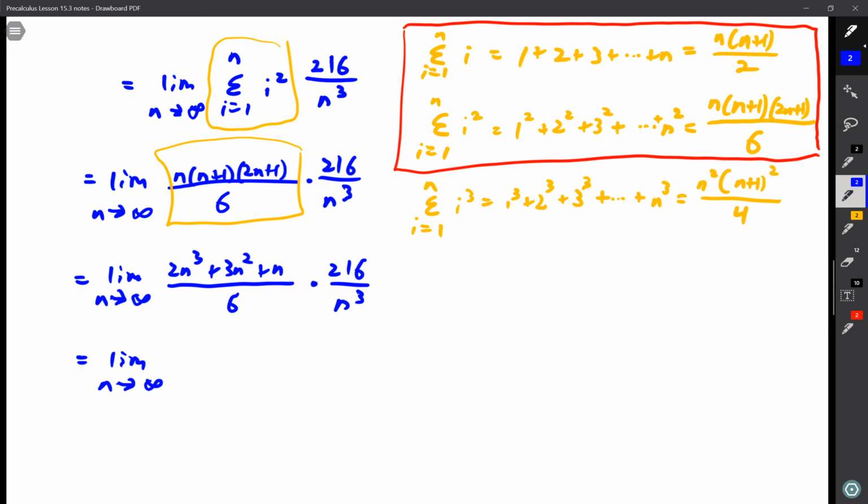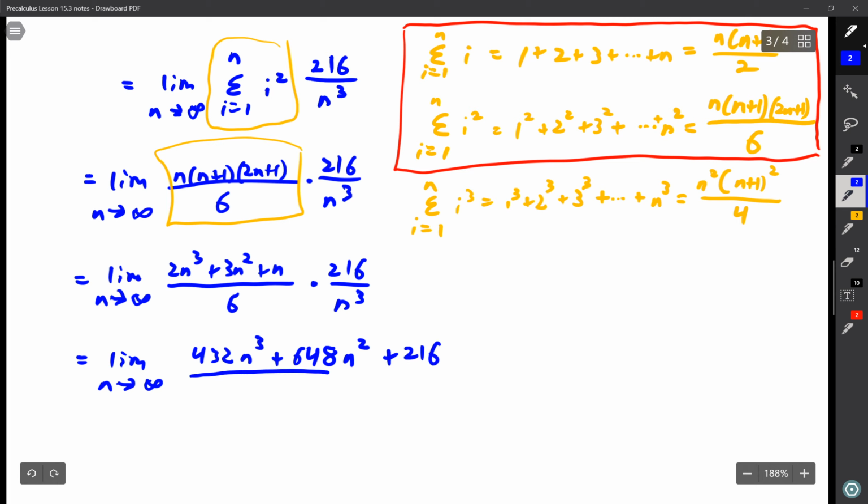we would get 432n cubed plus 648n squared plus 216 over 6n cubed.